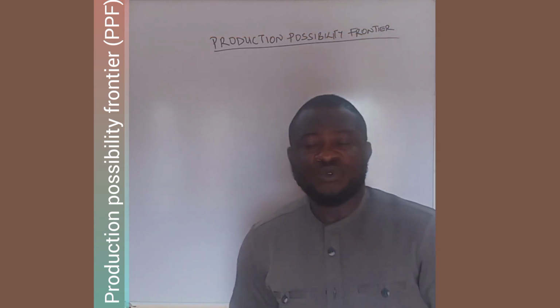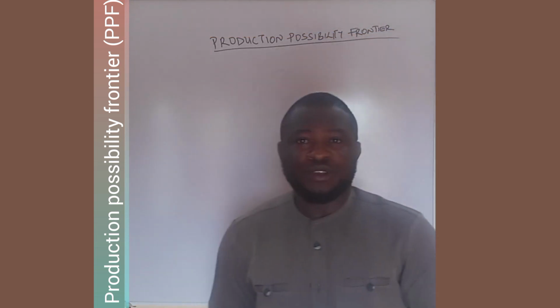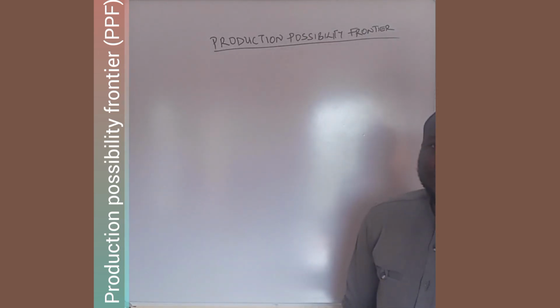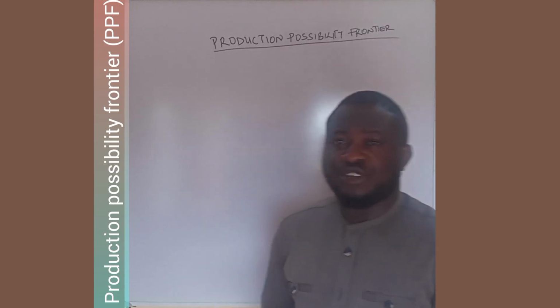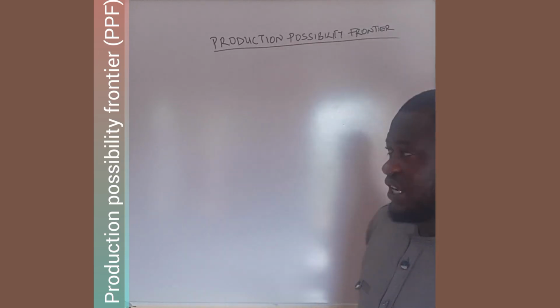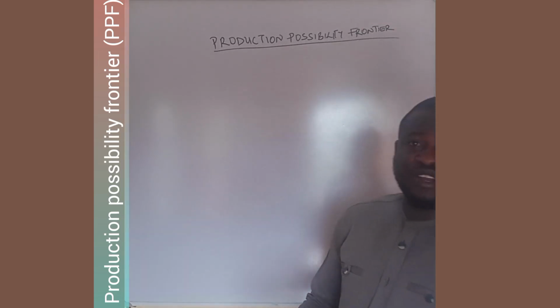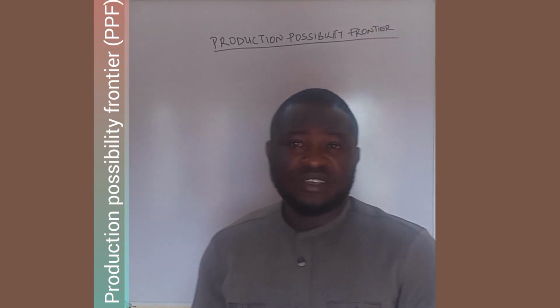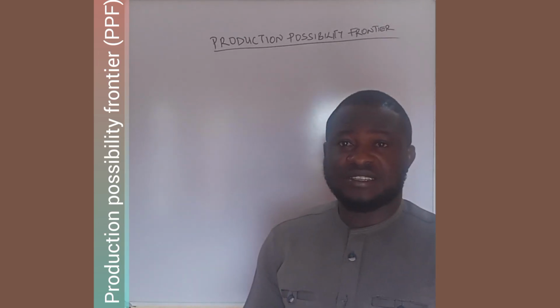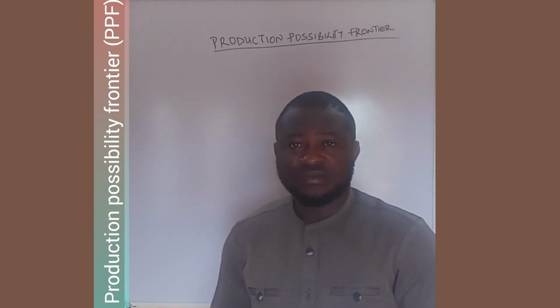In this video, we are going to discuss the production possibility frontier, otherwise known as the production possibility curve, which is an economic model that seeks to illustrate the trade-offs and opportunity costs associated with producing various combinations of goods and services in an economy.